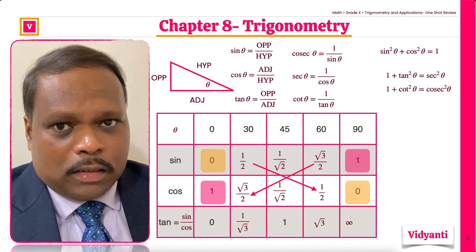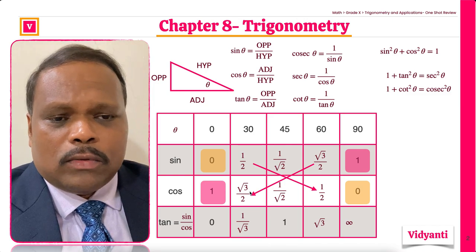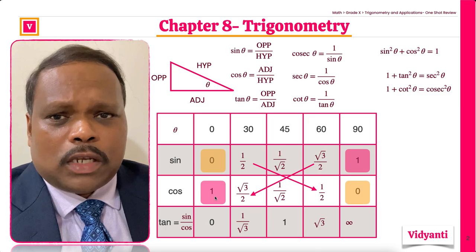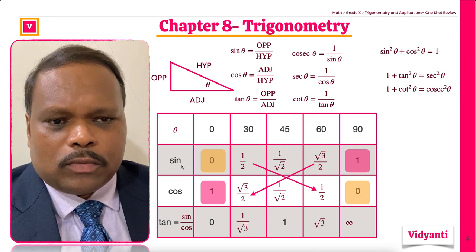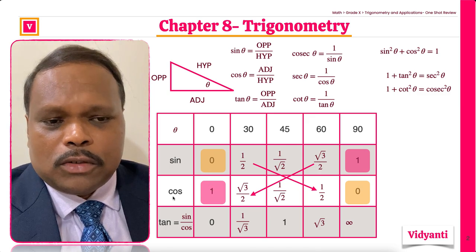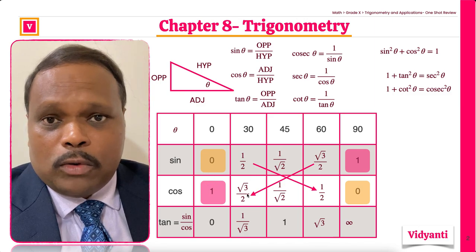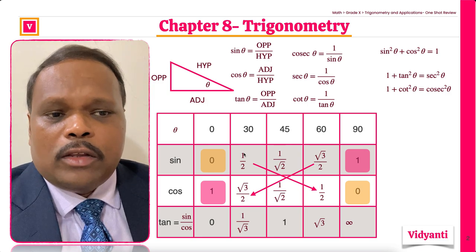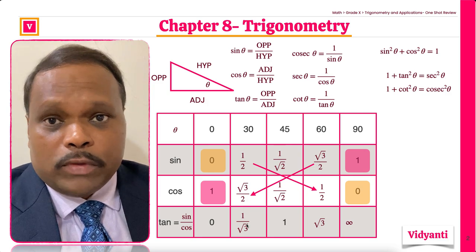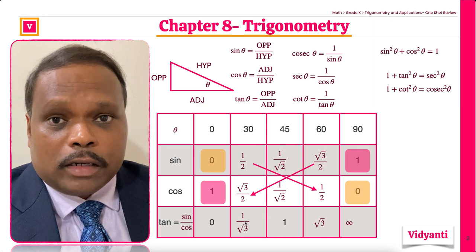Tan, on the other hand, is a ratio of sine over cosine. So once you know sine and cosine, you simply have to take the ratio of it. So for example, sine 0 is 0, cosine 0 is 1, 0 over 1, that will be simply 0. 1 by 2 divided by root 3 by 2, this divided by 2 will get cancelled, and you will have 1 divided by root 3, which is exactly same as tan 30.